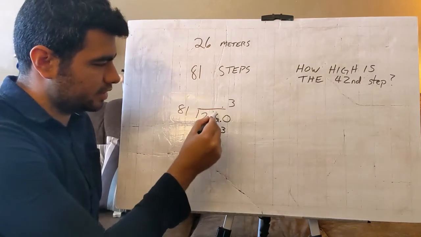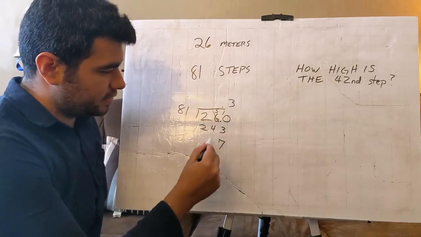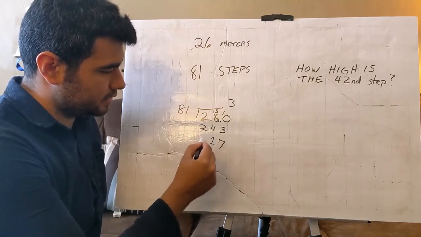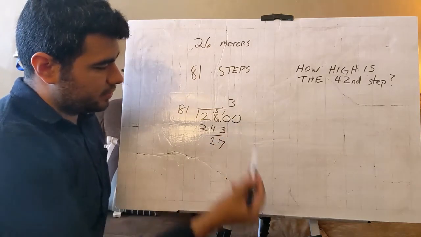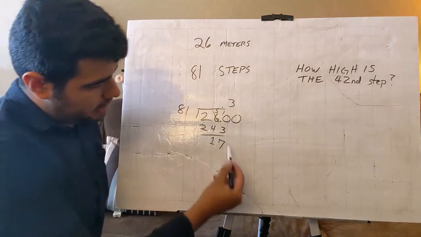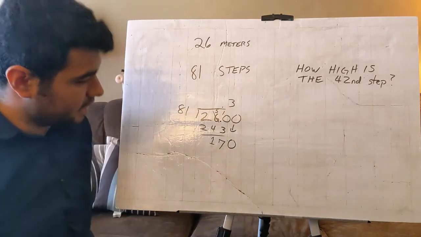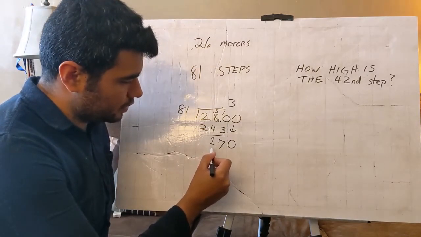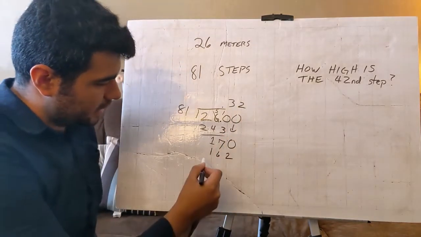I can't subtract there, so I need to borrow over here. That's going to give me 7. 5 minus 4 is going to give me 1. 2 minus 2 is going to give me nothing. I'm going to add another 0 back here. Now I'm going to bring this 0 down. I get 170. 81 goes in 2 times, which gives me 162.